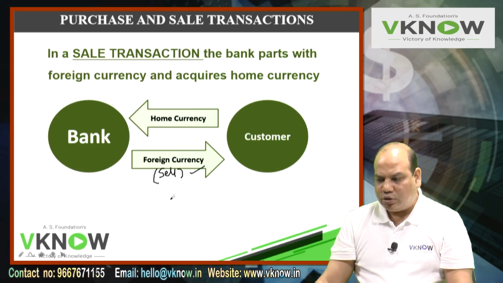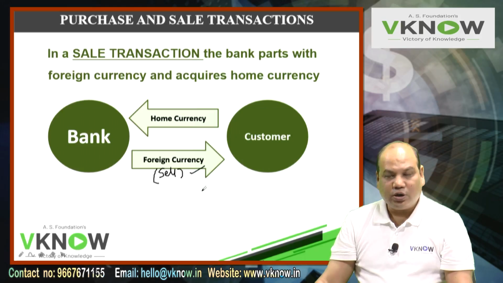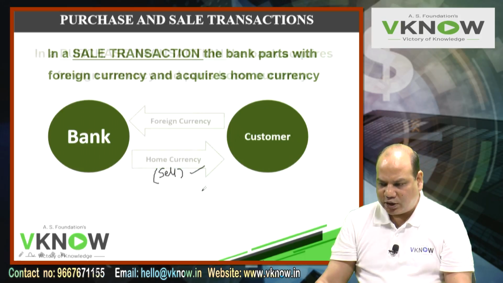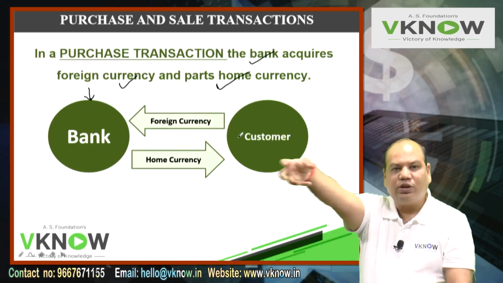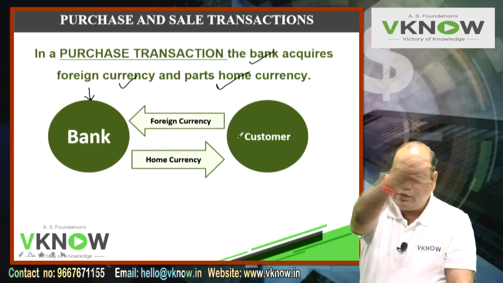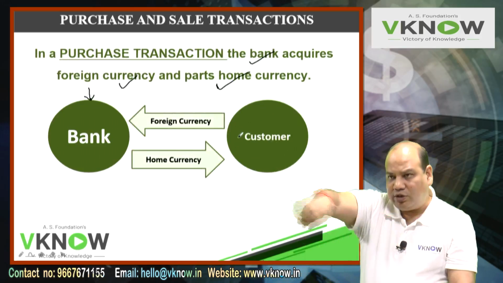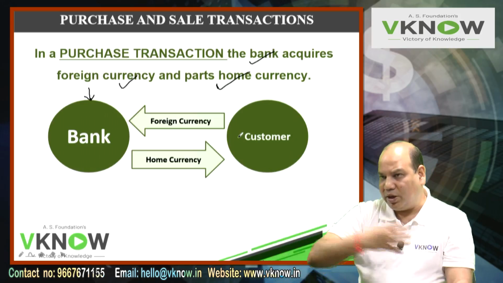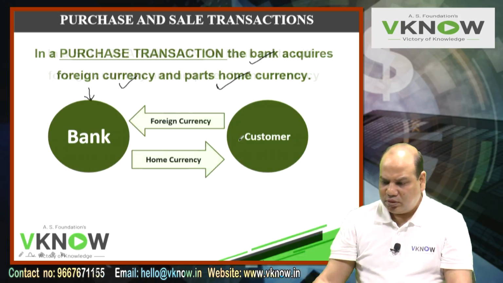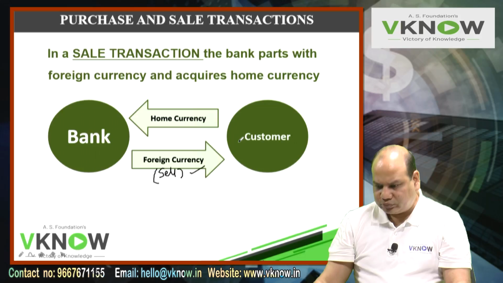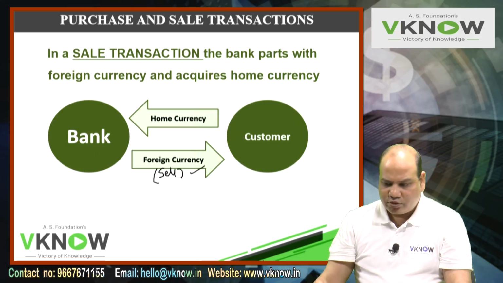For an importer, always apply the selling rate. For an exporter, the previous diagram, always apply the buying rate. Exporter, buying rate. I'll go to the previous diagram. This was the previous one. An exporter receives a $1,000 check. He will give it to the bank. The bank will give him Indian rupees. So the bank is buying foreign currency, giving him home currency. If you can just manage this much, my job will be easy.